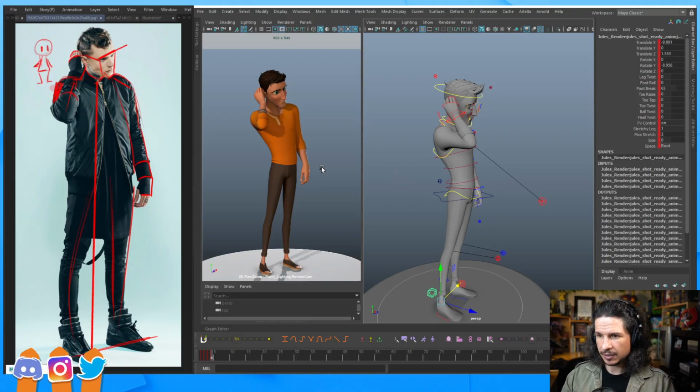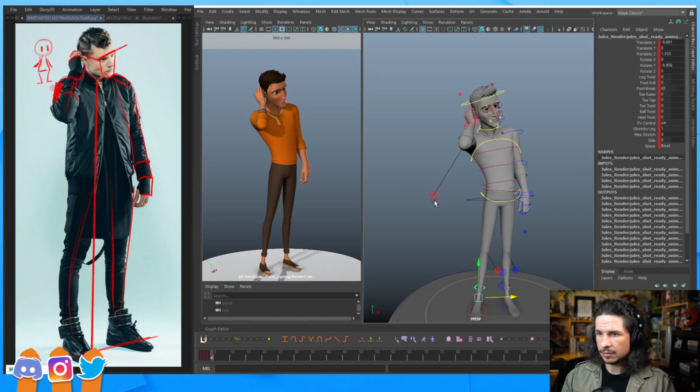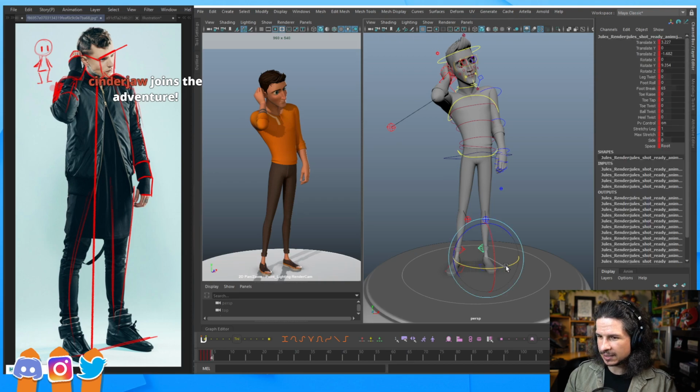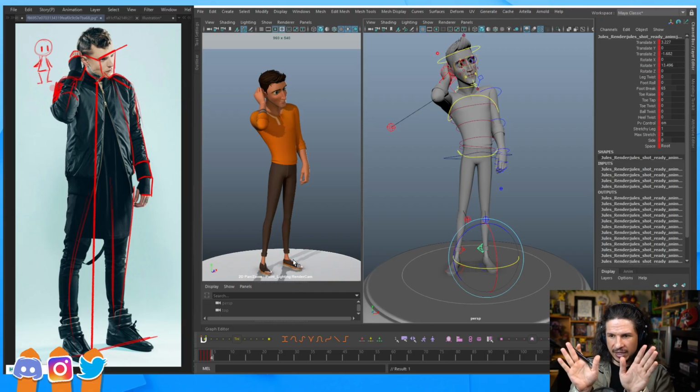Let's see, what else can we do? Well, at this point, let's maybe push the feet. I'm noticing that this foot feels a little parallel to the other. So let's just kind of push that a little bit, make that nice V shape to the feet.